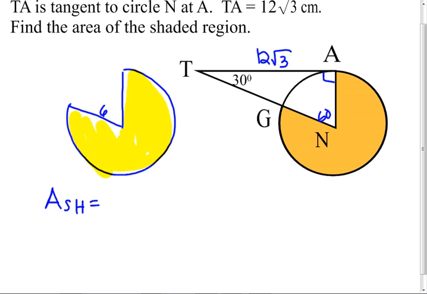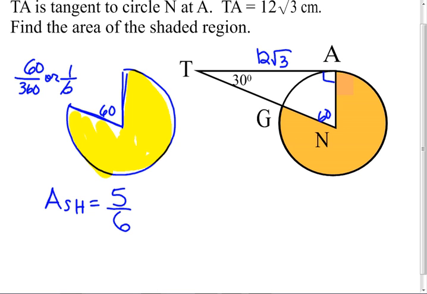This is 60. So what's left? What's been taken away is 60 out of 360, or 1/6. How much of the pie is left? Well, if you've eaten 1/6, there's 5/6 left.